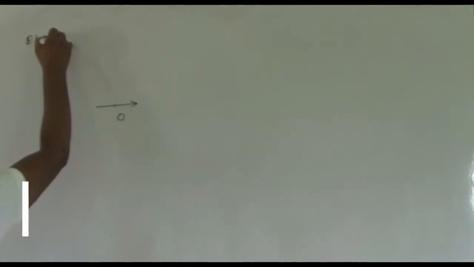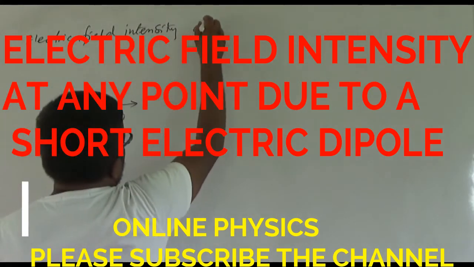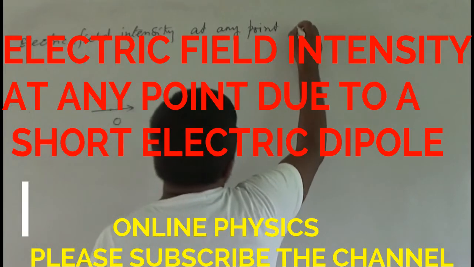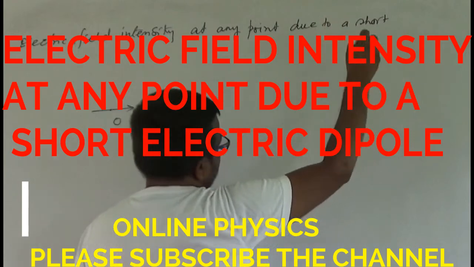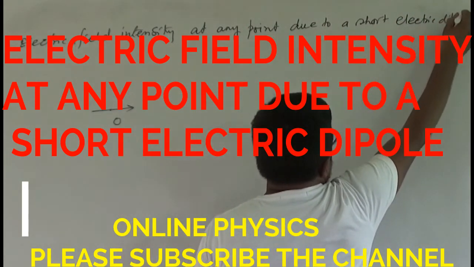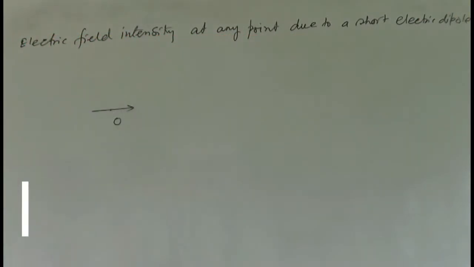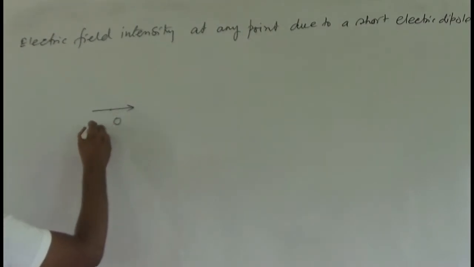Electric field intensity at any point due to a short electric dipole. Not necessarily is the point on the axis or in the equatorial plane. For that, let us consider a short electric dipole at the point O of dipole moment P. P is the dipole moment.